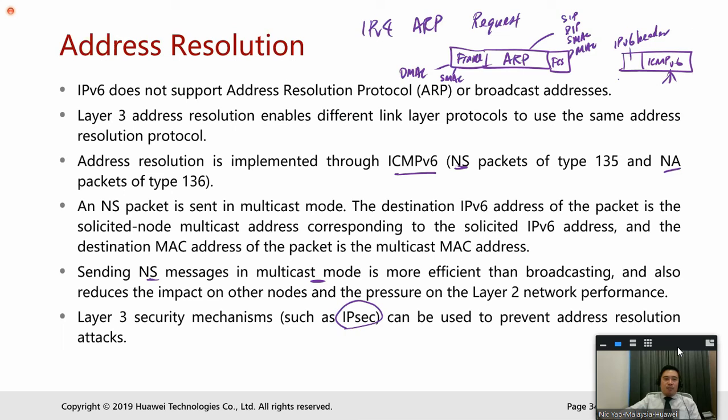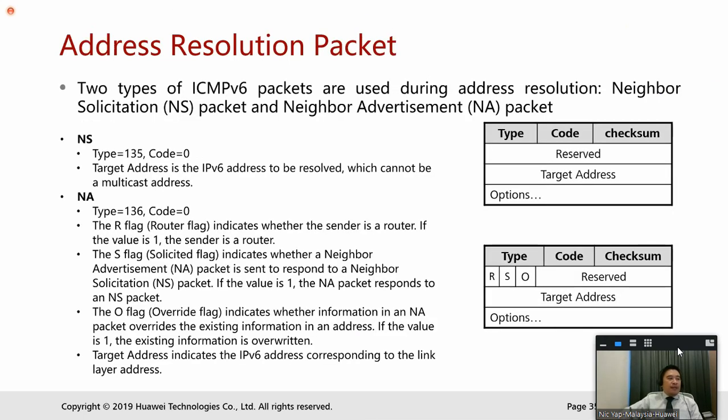ICMPv6 is pretty simple. It has a type, a code, and a checksum, and that is on the payload that you have. Okay, they have a payload. Your ICMP data is inside. So it's pretty simple like this.